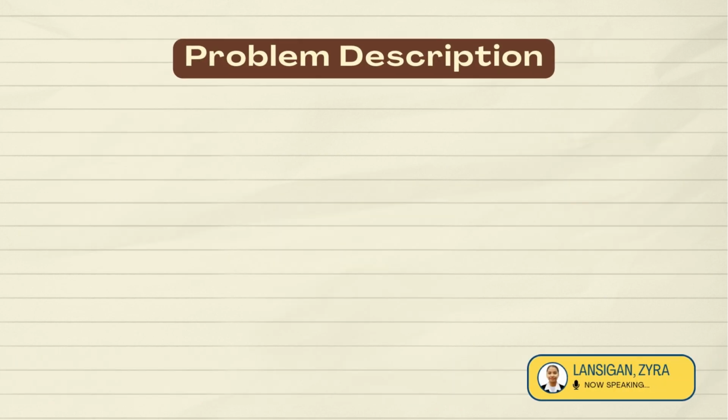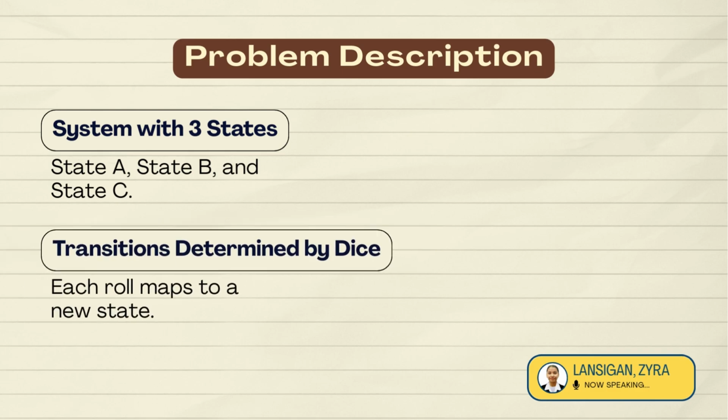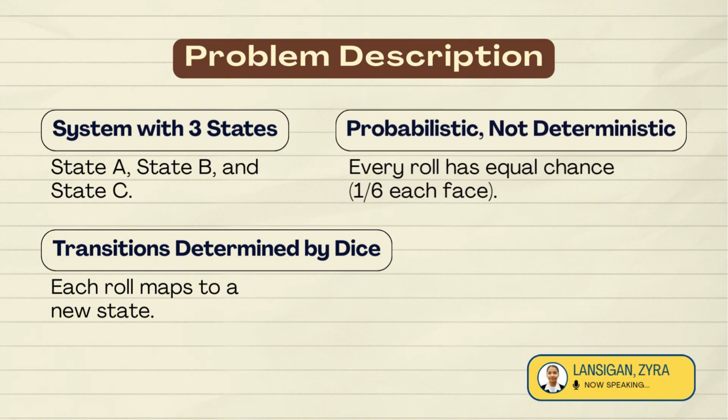In our activity, we're working with a simple system made up of three states, A, B, and C. Think of this like possible conditions or positions the system can be in. We use a six-sided die to decide where to move next from any current state. The roll of the die tells us which state to go to. So instead of a fixed rule, like A always goes to B, the next state is chosen at random based on the die roll. This randomness is key.